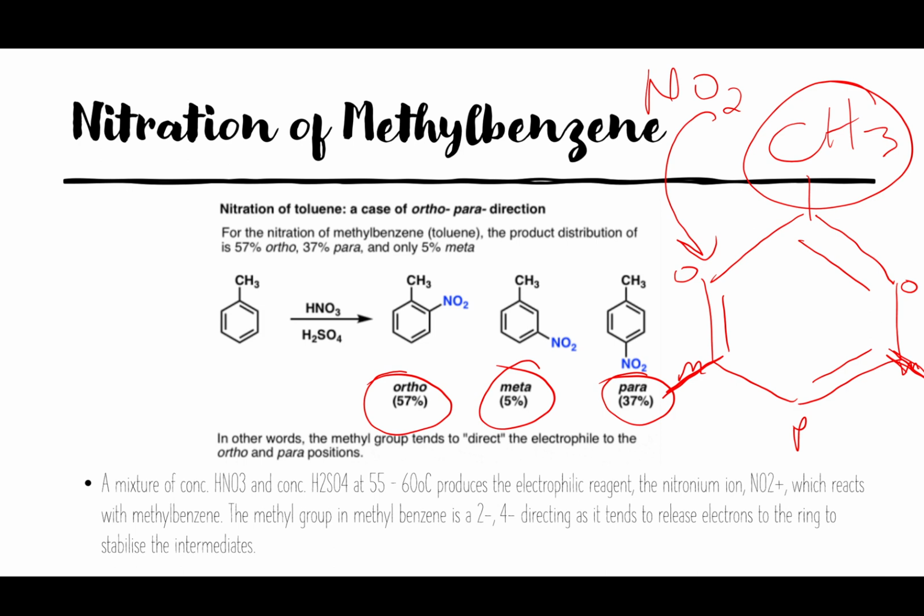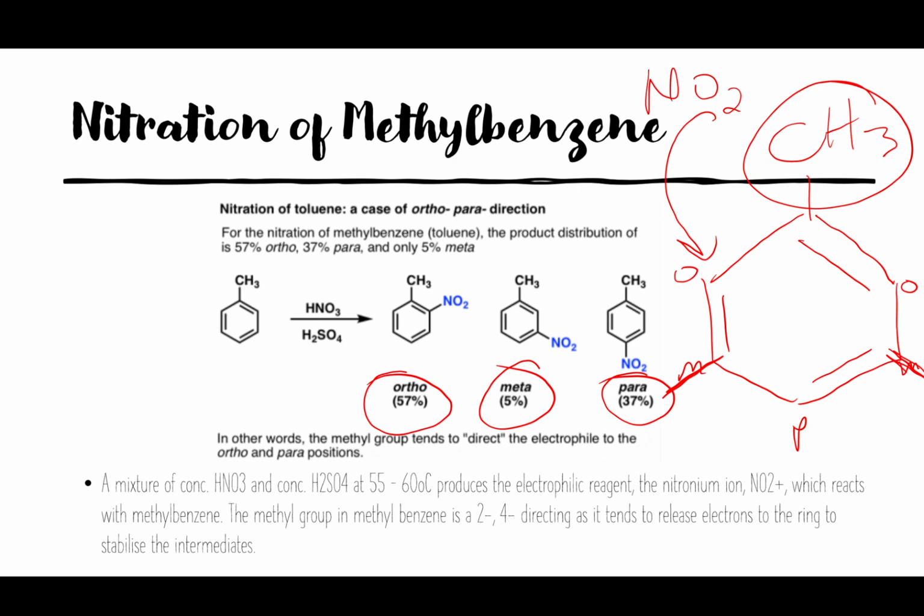Note now that the nitration requires concentrated sulfuric acid and a temperature between 55 and 60 degrees Celsius, right? And that produces the electrophilic agent, which is our nitronium ion, which reacts with our methylbenzene. And since the methyl group is 2,4 directing, or what we call ortho-para directing, it tends to release electrons to the ring and stabilize these intermediates, right?